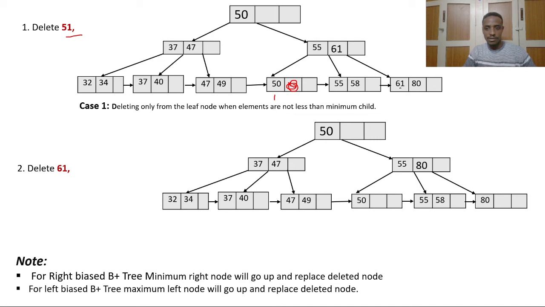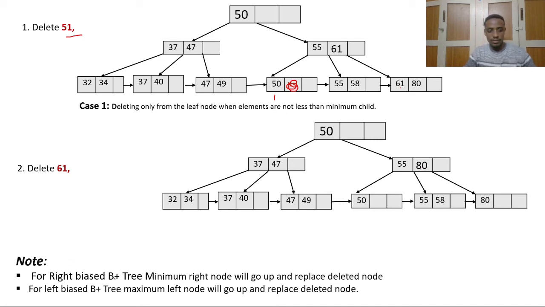61. 61 is here. As you see, 61 is also present at the inner node. So if we want to delete this 61, simply delete it here and set this value to 80, because this space cannot be free. So we can fill 80 in this place, and this 61 place will also be filled by 80. That is why you can see here 80 is the minimum value of the right child, because the right biased tree will have minimum value 80. Other than that you don't have any value, so 80 will go up to here.